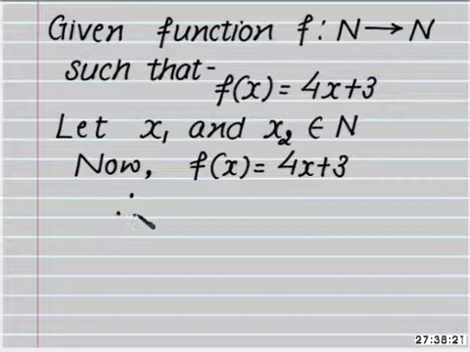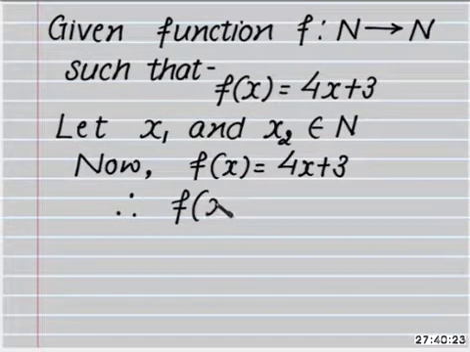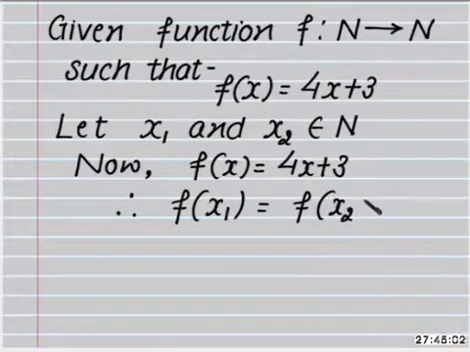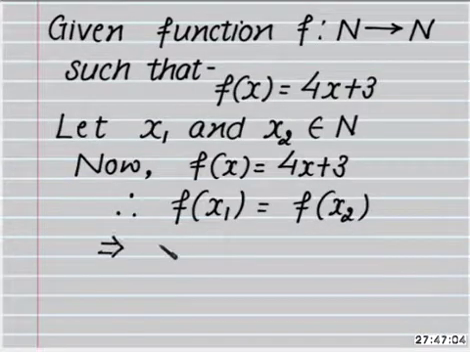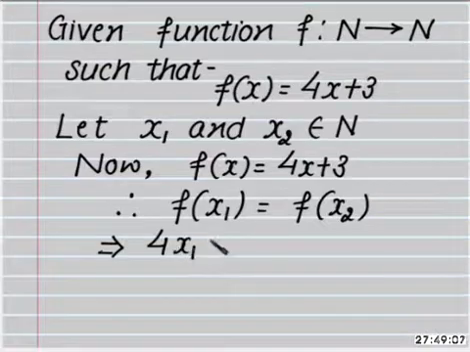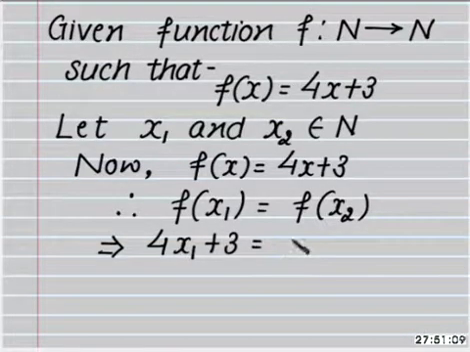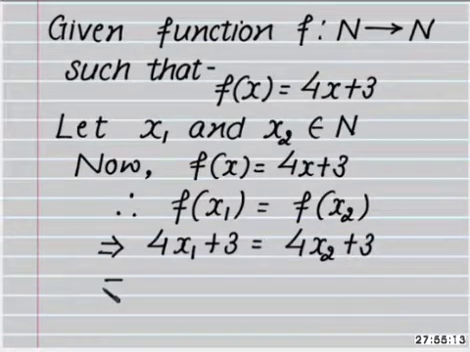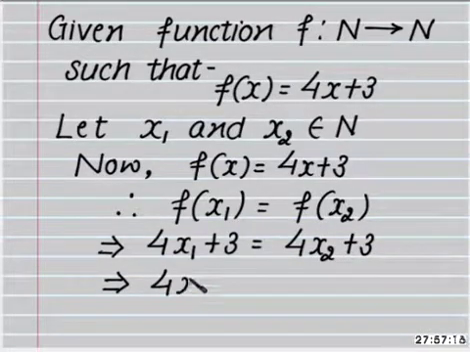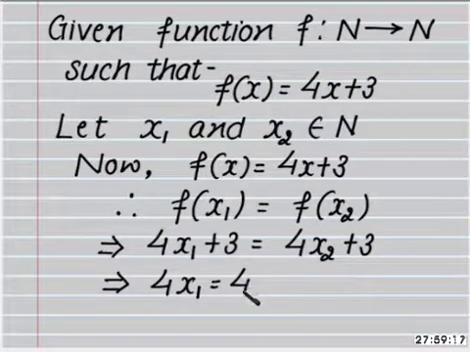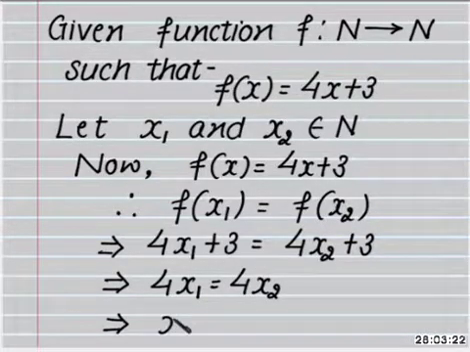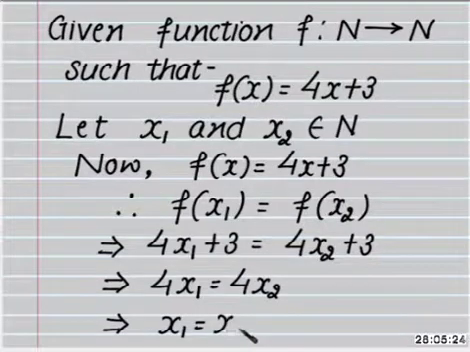Therefore, f of x1 equal to f of x2 implies that 4x1 plus 3 is equal to 4x2 plus 3. Further implies 4x1 is equal to 4x2, implies that x1 is equal to x2.